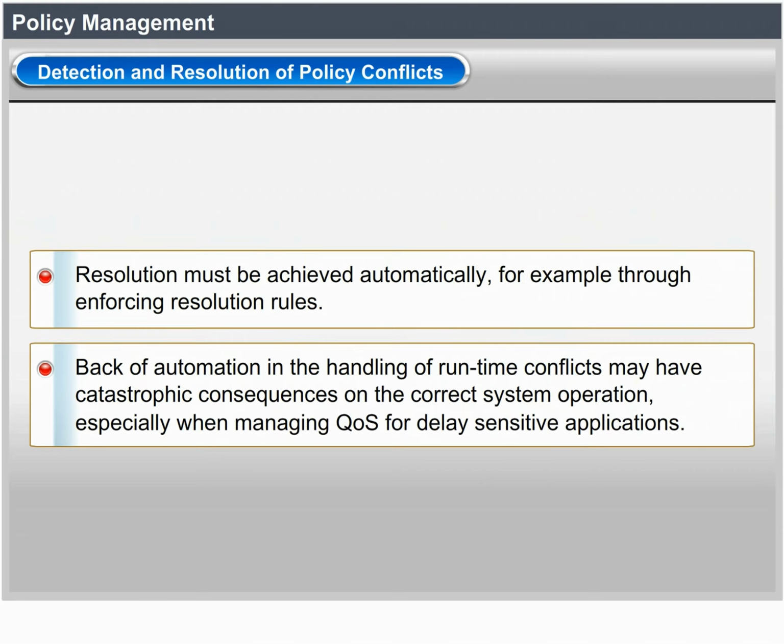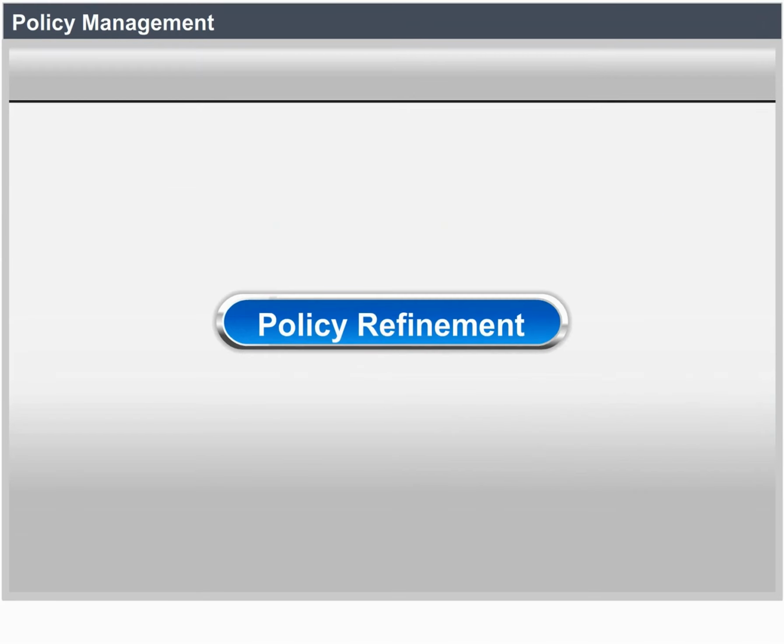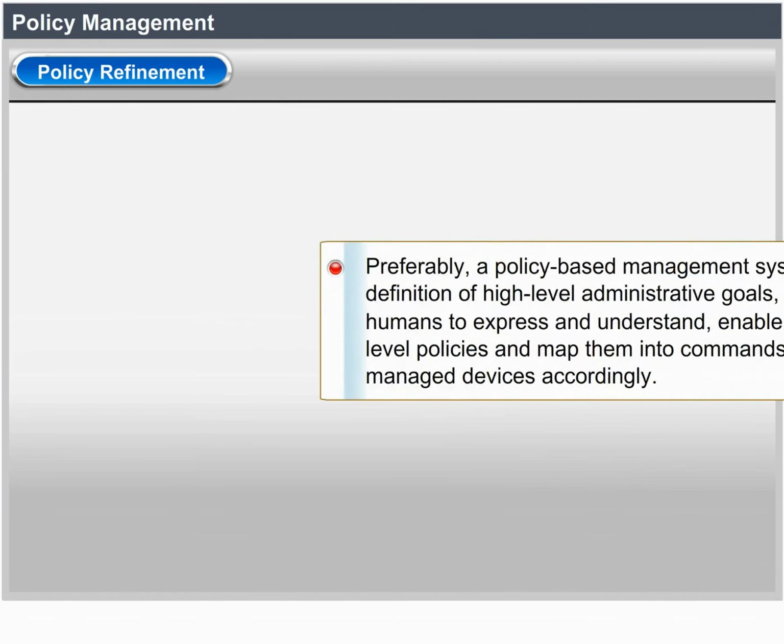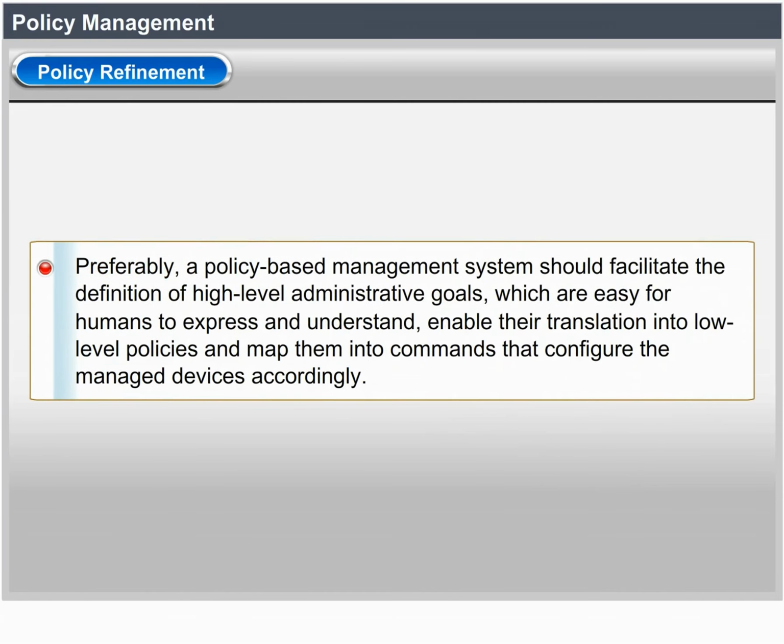Policy refinement. Ideally, a policy-based management system should facilitate the definition of high-level administrative goals, which are easy for humans to express and understand, enable their translation into low-level policies, and map them into commands that configure the managed devices accordingly.